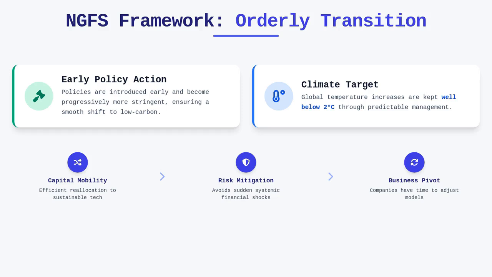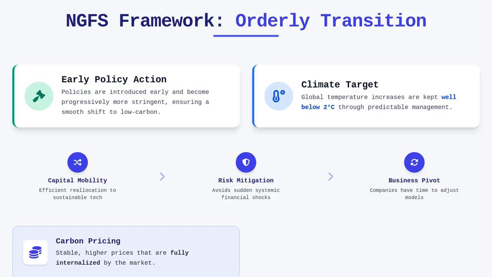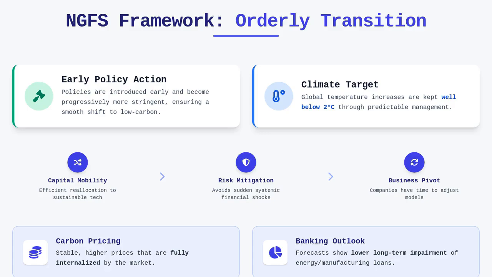The orderly scenario typically results in lower transition risk for companies in carbon-intensive sectors, as they have adequate time to adjust their business models and invest in new operational efficiencies. From a financial modeling perspective, this results in stable, albeit higher carbon prices that are fully internalized by the market. Consequently, banks using this scenario usually forecast lower long-term impairment of loans held in traditional energy or heavy manufacturing sectors. It serves as a benchmark for what a successful mitigation strategy looks like when both governments and the private sector act in concert.